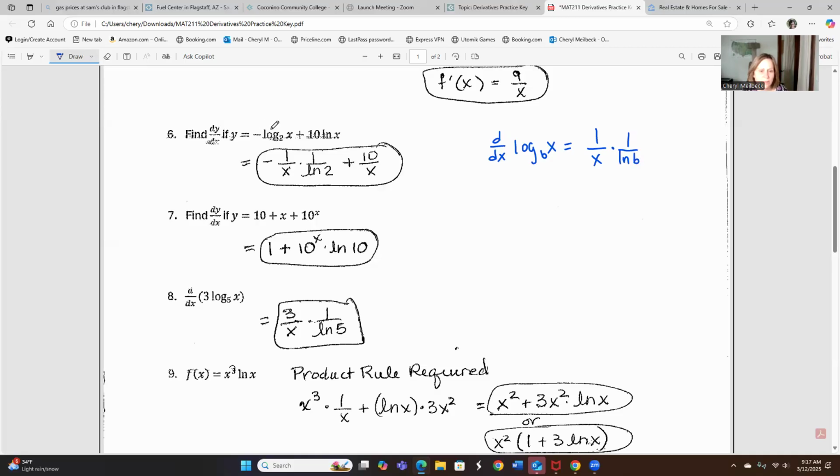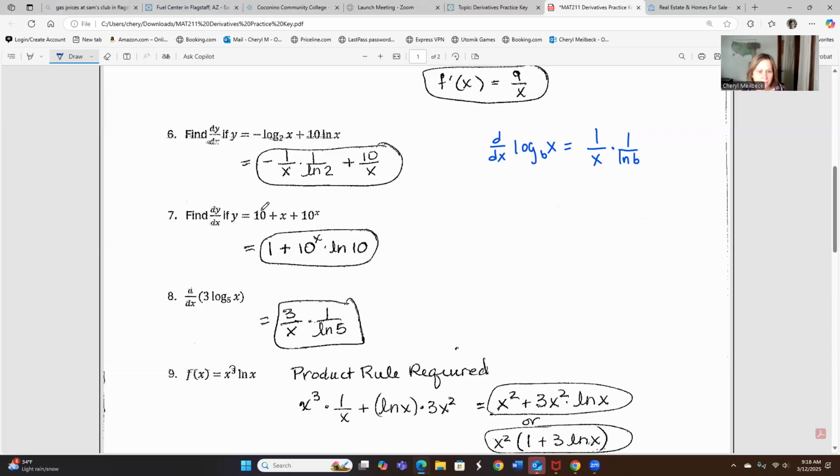So the derivative of log base 2 of x is going to be 1 over x times 1 over the natural log of 2, and it's negative because it was originally negative. And the derivative of 10 times the natural log of x is just 10 over x.